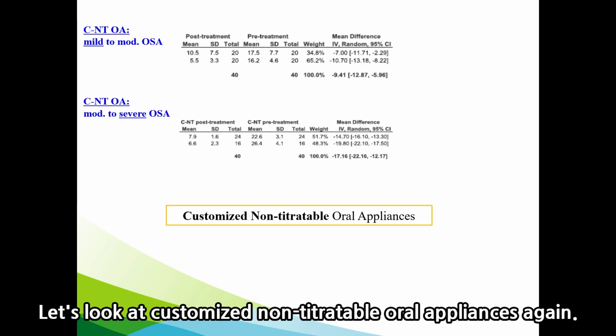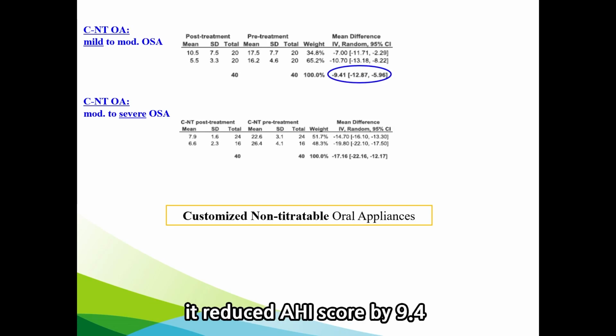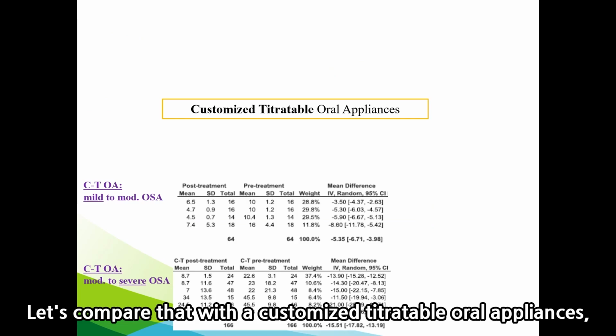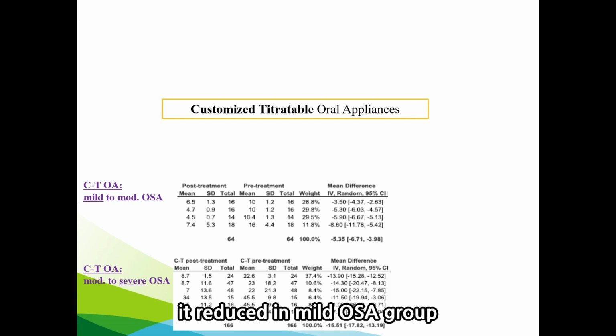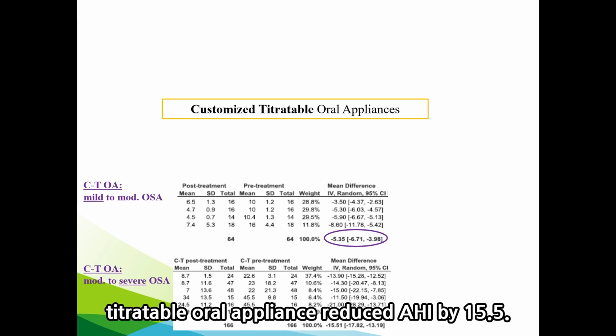Let's look at customized non-titratable oral appliances again. In mild OSA group, it reduced AHI score by 9.4, while in severe OSA group, it reduced AHI score by 17.2. Let's compare that with the customized titratable oral appliances. It reduced in mild OSA group AHI score of minus 5.4. In severe OSA group, titratable oral appliance reduced AHI by 15.5.